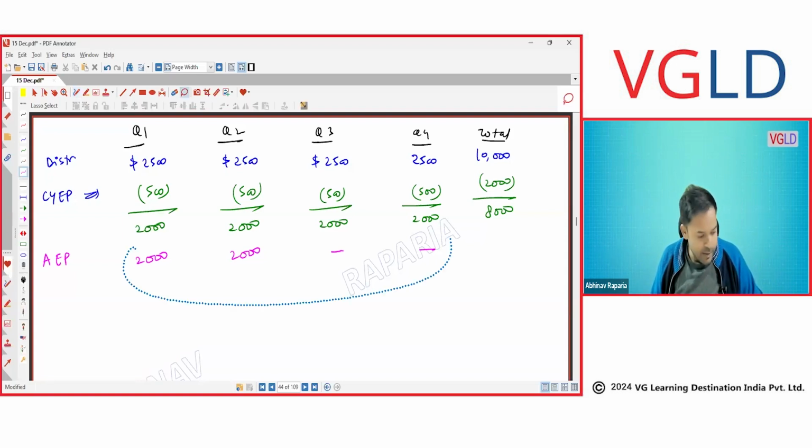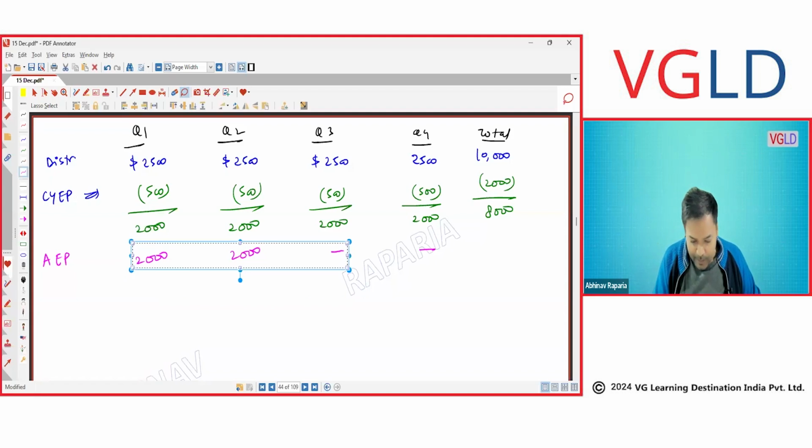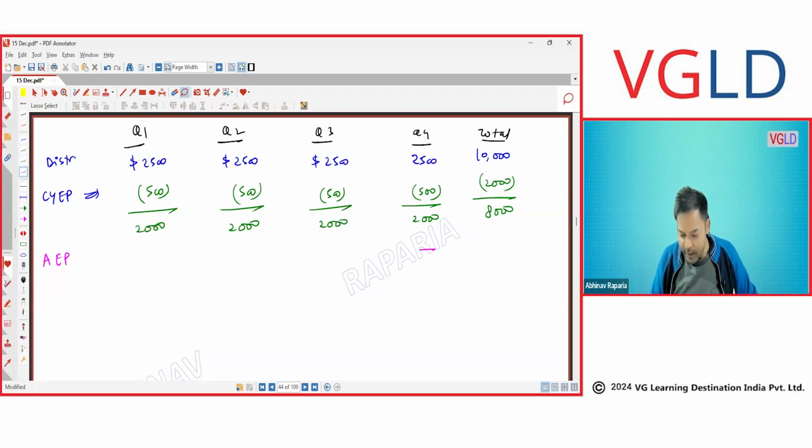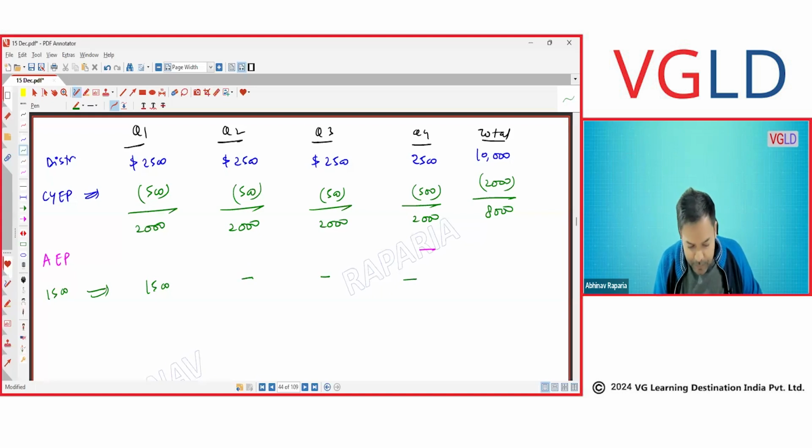Let's say, guys, my AEP. I'm just telling you for your help only, guys. Let's try the various version of that. Let's say, everyone, my AEP is 1500. How much should I write in Q1? 1500. How much should I write in Q2? Nothing. Good. Let's say my AEP is 4600. How much should I write in Q1?